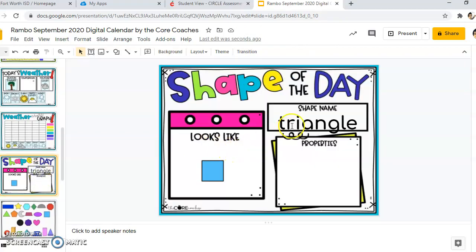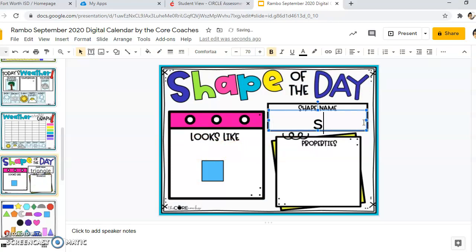Going to our shape of the day, it is no longer a triangle, forgive me. It is now a square, and what are the properties of a square? It's 4 equal sides, that means the sides are all the same length, and 4 vertices.